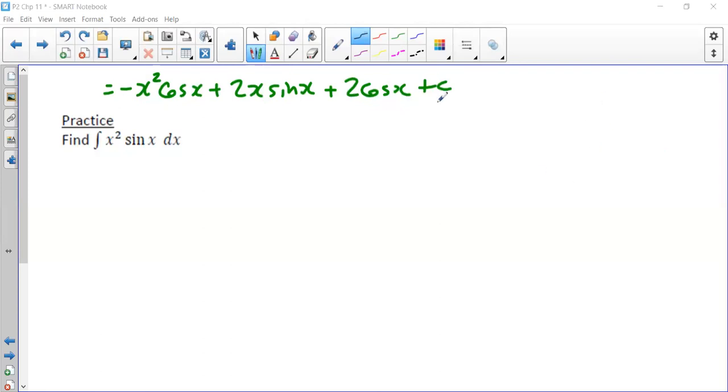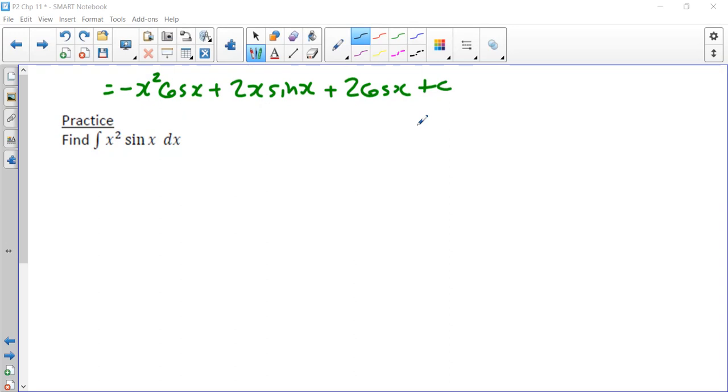Right, here's the final answer: negative x squared cos x plus 2x sin x plus 2 cos x plus c. Don't forget the c. If you got it right, well done. Move on to the next one, where we're integrating the indefinite integral of ln x. But if you got it wrong, let's go through why.